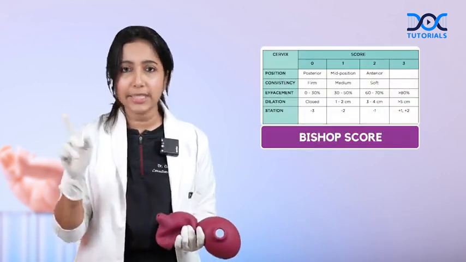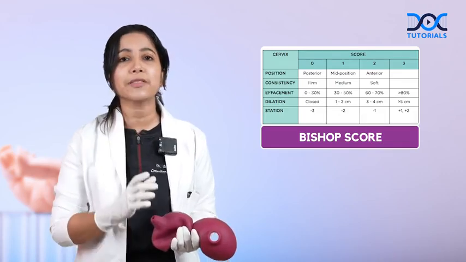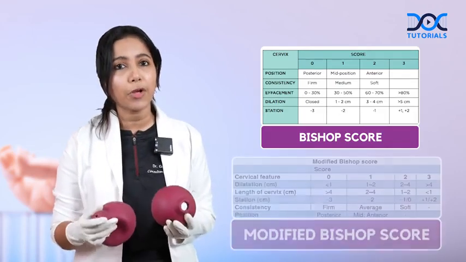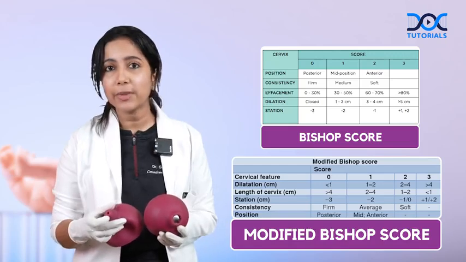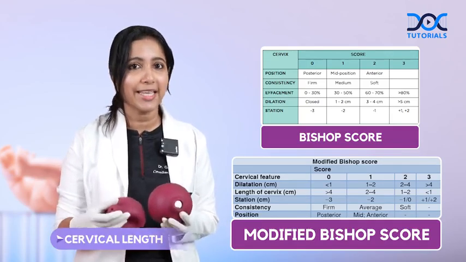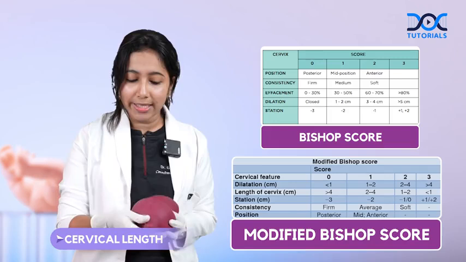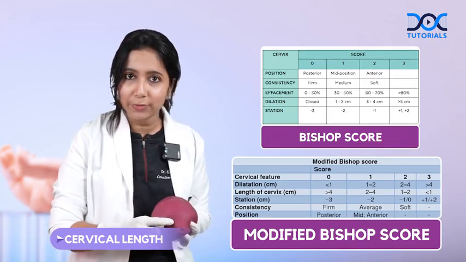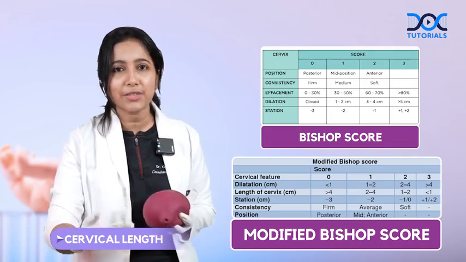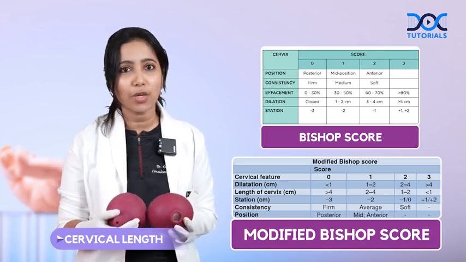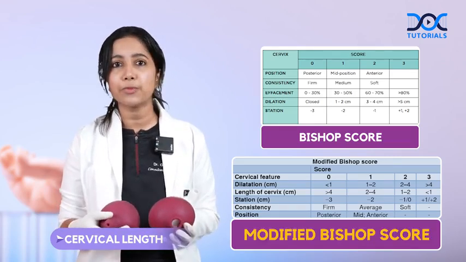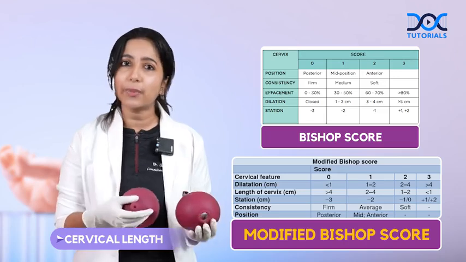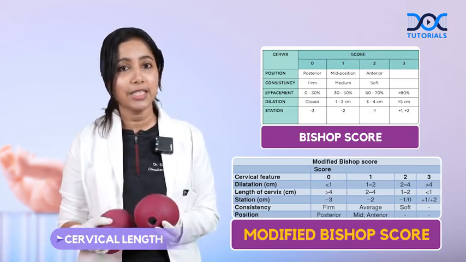That is why the initial Bishop score, which I have provided here, uses effacement as a parameter, and in the modified Bishop score, this effacement is replaced with cervical length, which is much easier, right? Cervical length means you measure the length of the cervix, whether it is 4 centimeter, 3 centimeter, 2 centimeter, and so on. So in the current modified Bishop score, effacement is replaced with cervical length. So till now we have seen two parameters: first was dilatation, next is effacement.